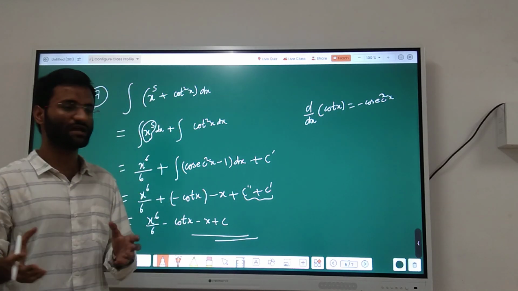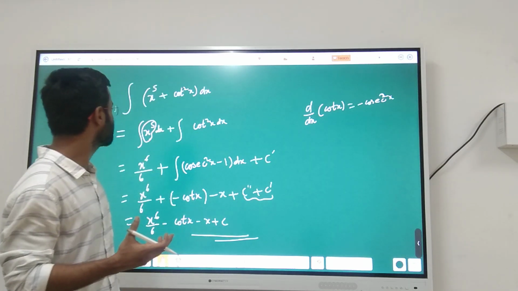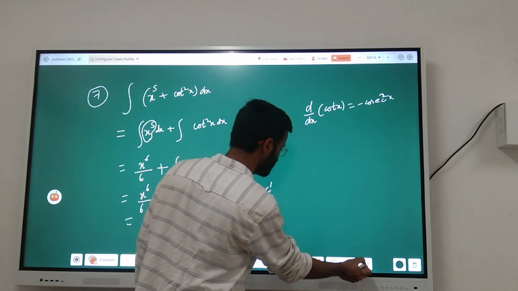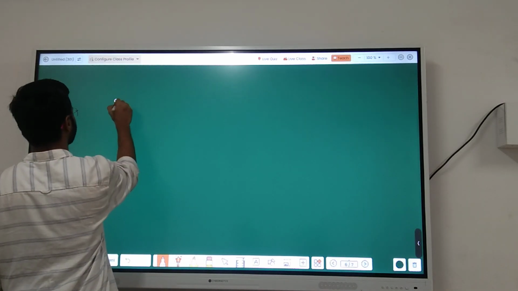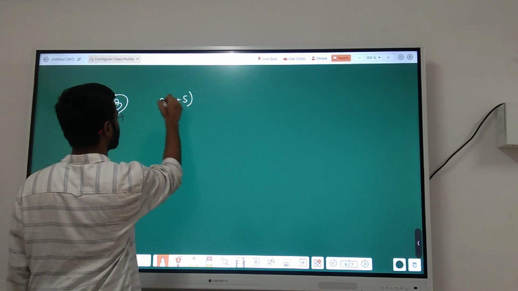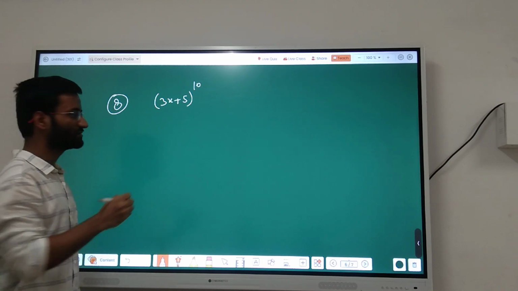So in this way we can take so many examples and solve them very easily. Now you can take very easy problems, like let's take the 8th problem. Very easy. Suppose I am saying (3x plus 5) to the power 10, you have to integrate it.